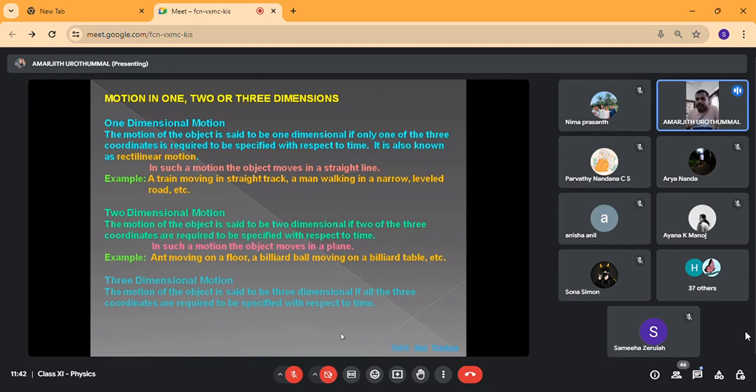Now you might have heard that when soldiers are aiming at a distant enemy, if they want to fire at the heart, they will aim at a higher position. If the bullet has to hit here, they will aim somewhere here, so that the bullet will curve and go and hit that place. So these are the examples of one-dimensional, two-dimensional, and three-dimensional motion.